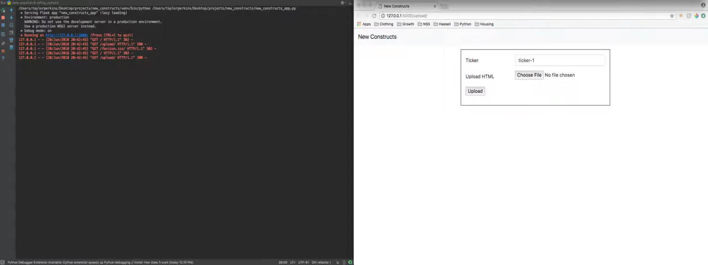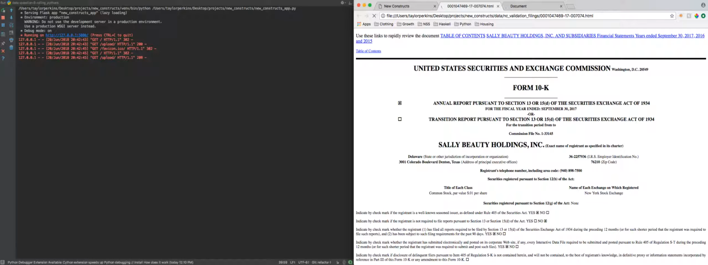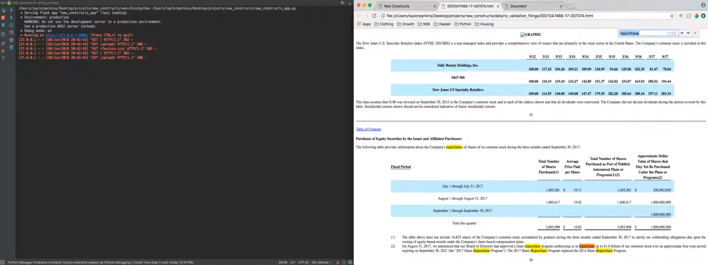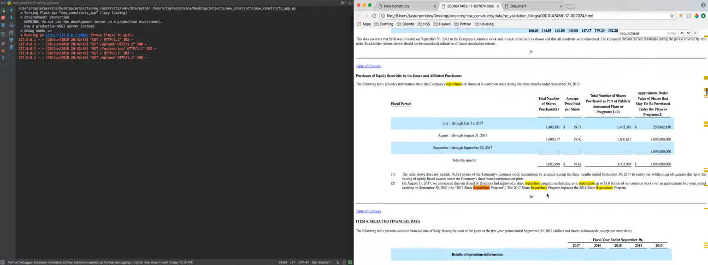An example HTML document might look a little something like this, and maybe you can look for repurchase in here and find a section where the company is talking about their plan. So on August 31st, 2017, we announced that our board of directors approved a share repurchase program authorizing us to repurchase up to $1 billion of our common stock over an approximate 4-year period expiring in September 2017 repurchase program, and so on. So some of these financial statements, this is what we needed to extract.